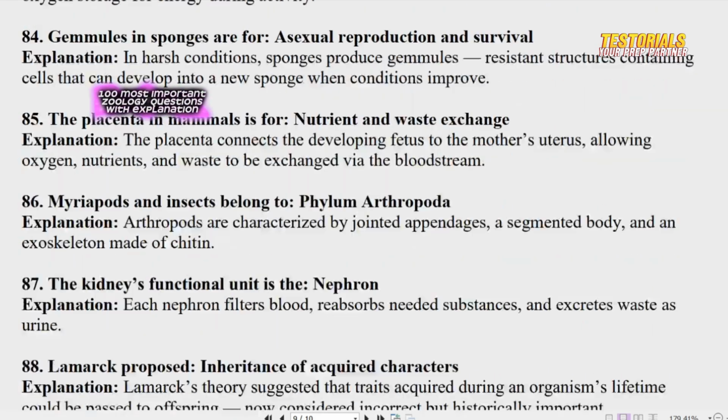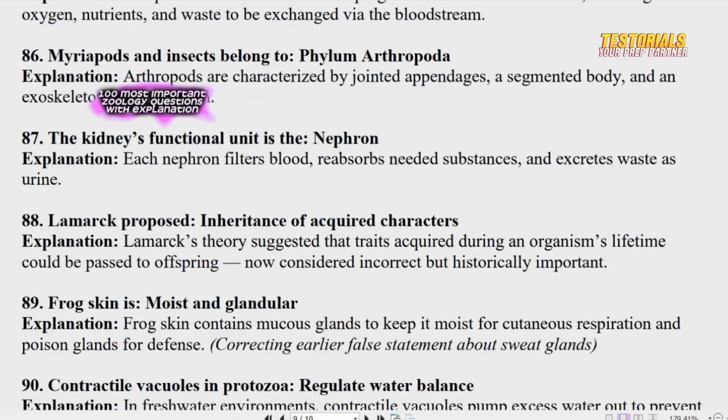86. Myriapods and insects belong to phylum Arthropoda. Explanation: Arthropods are characterized by jointed appendages, a segmented body, and an exoskeleton made of chitin. 87. The kidney's functional unit is the nephron. Explanation: Each nephron filters blood, reabsorbs needed substances, and excretes waste as urine.